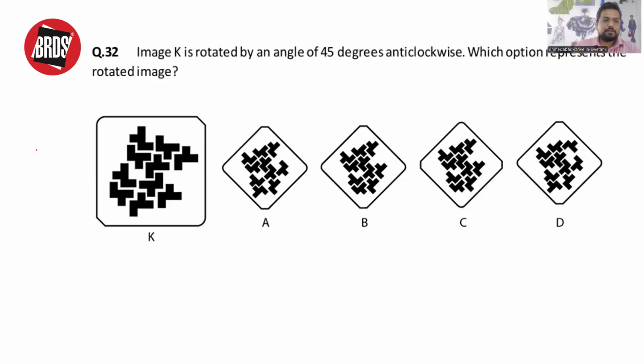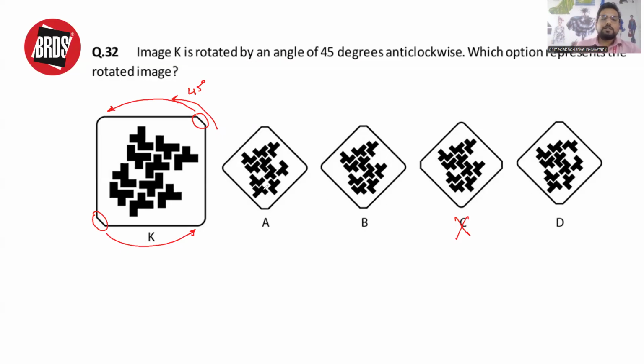Over here they have given us the image: K is rotated by an angle of 45 degrees anti-clockwise, which option represents the rotated image. So there we are rotating it by 45 degrees. The very first thing you could focus on, this particular edge would move opposite over here. So by that one, we can eliminate option C first of all. We will be left with the three options only, A, B, and D.